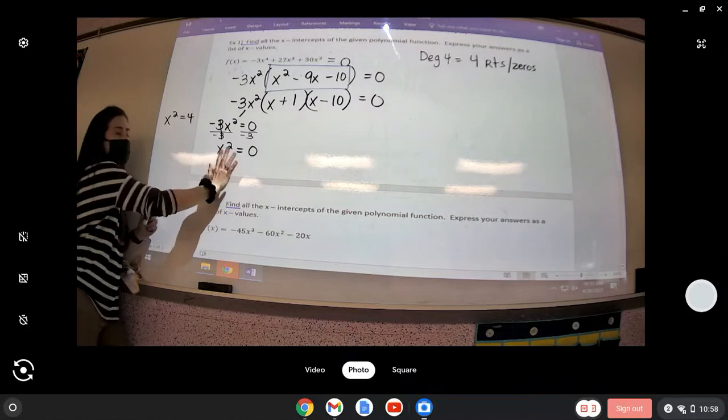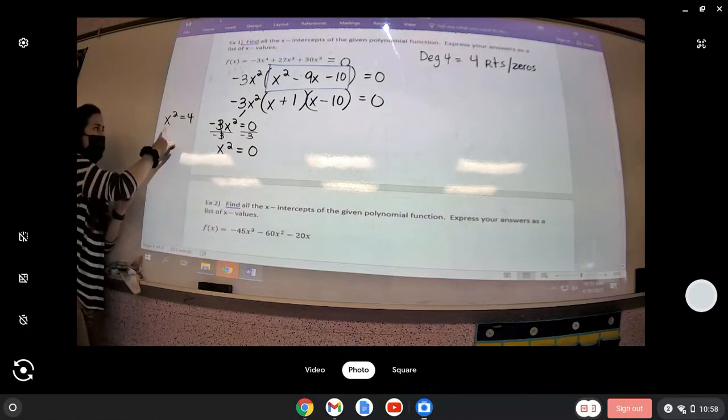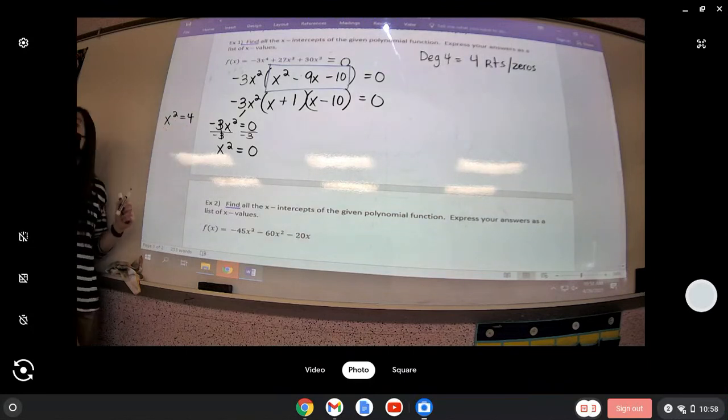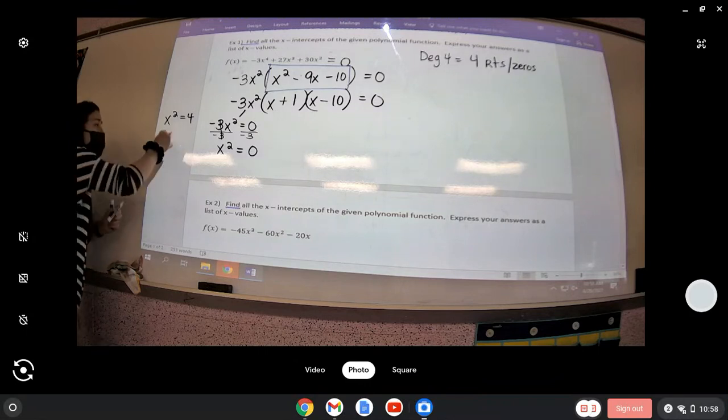Guys, if it didn't say x squared equals 0, what if it said this? If it said x squared equals 4, what number could you have squared to equal 4? I could have squared 2, but I also could have squared... What other number do you square and get 4? -2. I could have gotten -2. So this has 2 answers.